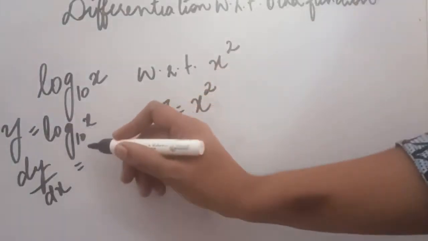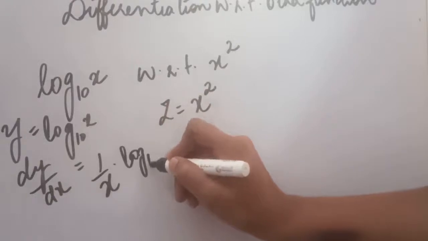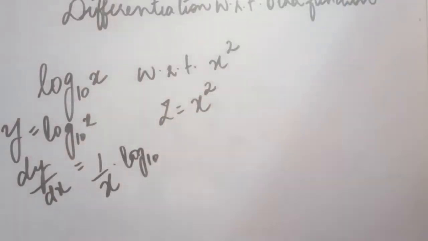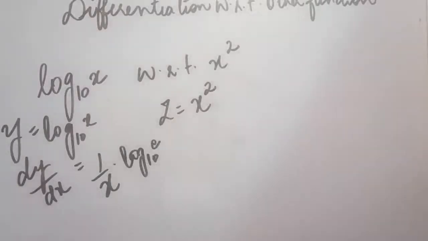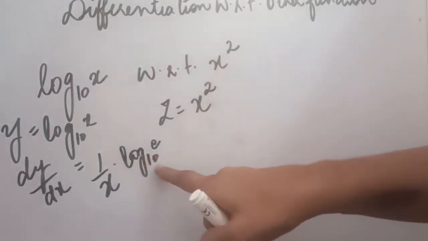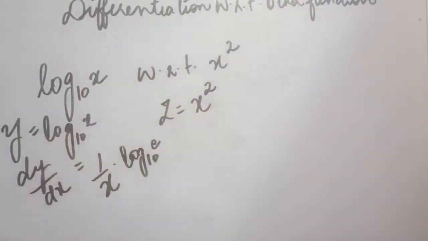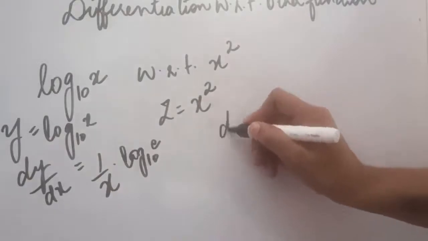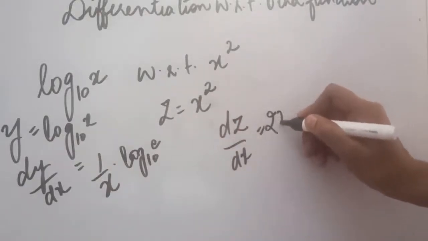Now here log 10x differentiation will be 1 upon x into log 10. Because the base has been given, generally we assume this is log e. When the bases are same, then ultimately this is cancelled and becomes equal to 1. But here it has been given the base, so we will have to carry it like this. So this is the differentiation of dy upon dx. Coming to the right hand side, dz upon dx differentiation will be 2x.